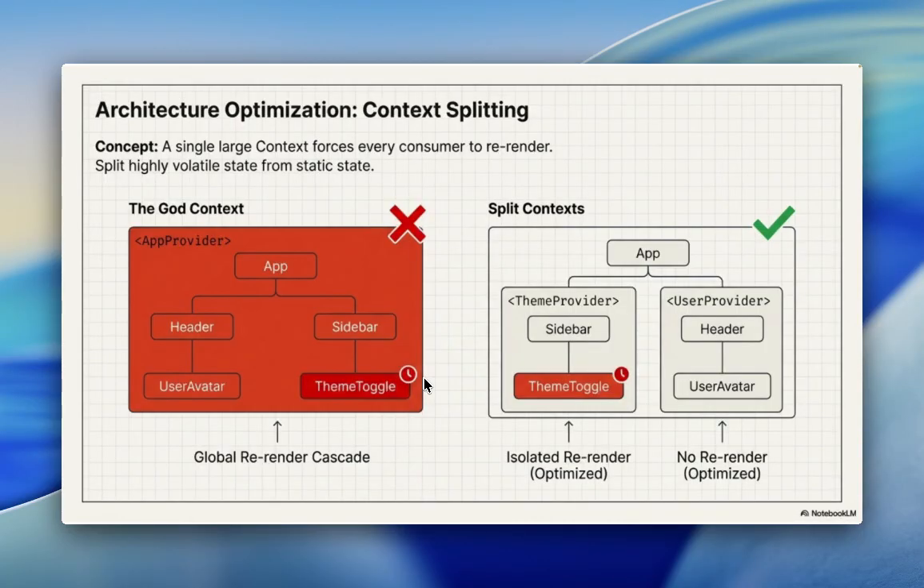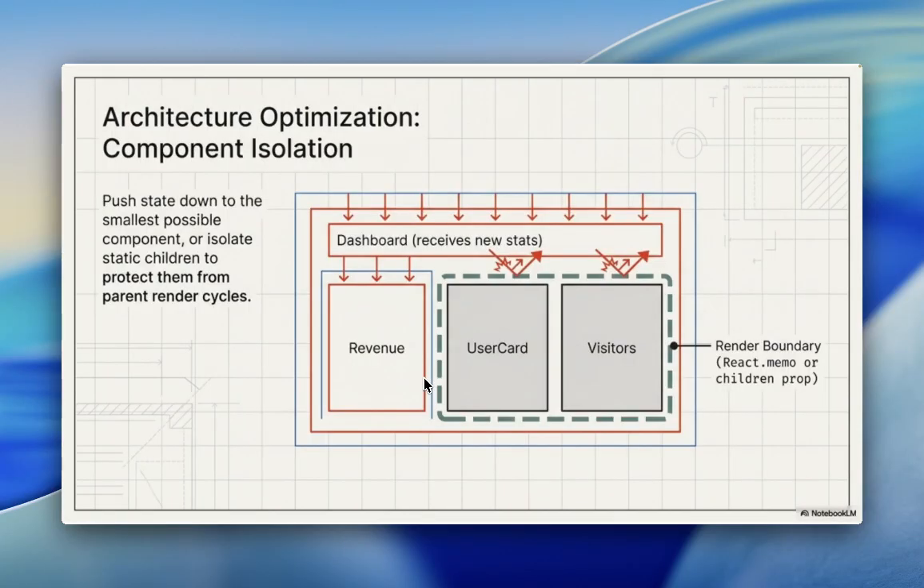Architectural optimization: context splitting. A single large context forces every consumer to re-render. Split highly volatile state from static state. The God context: app, header, sidebar, user avatar, theme toggle, global re-render cascade. Split context: app, theme provider, sidebar, theme toggle, user provider, header, user avatar. Isolated re-render optimized, no re-render optimized.